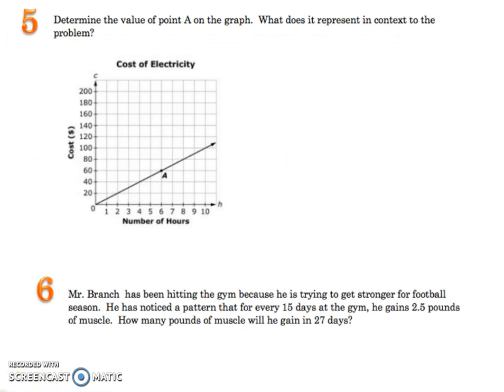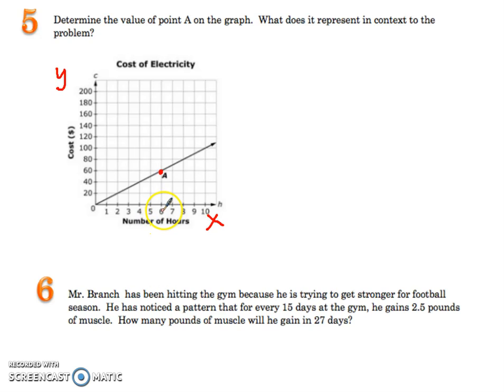All right, so let's see. Determine the value of a point A on the graph. What does it represent in the context of this problem? All right, so we're going to determine the value of this point. So what we need to do first is figure out what is the independent and dependent variable. We have the number of hours on the x-axis and the total cost on our y-axis. And we talked about this in class, that the number of hours determine how much the total cost of this electricity will be.